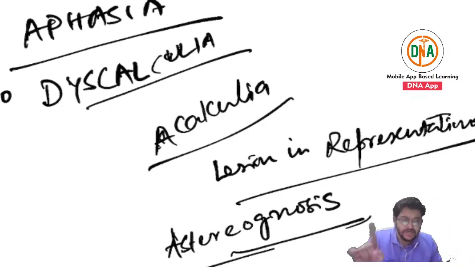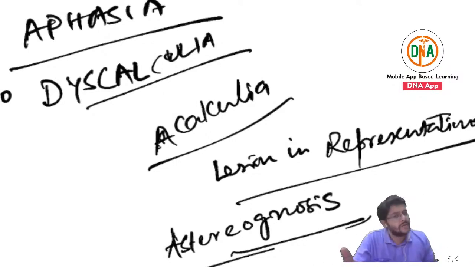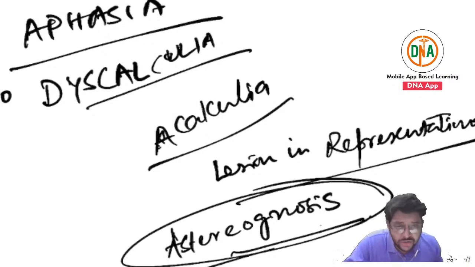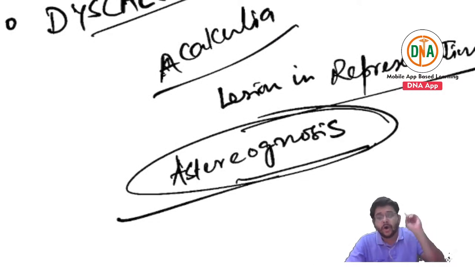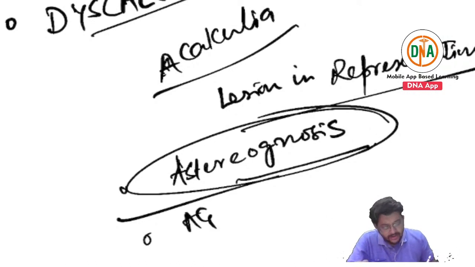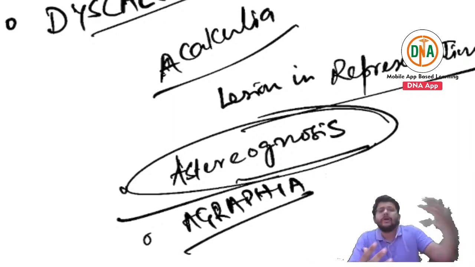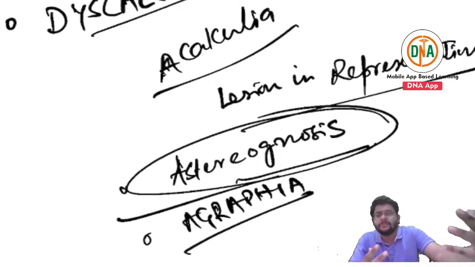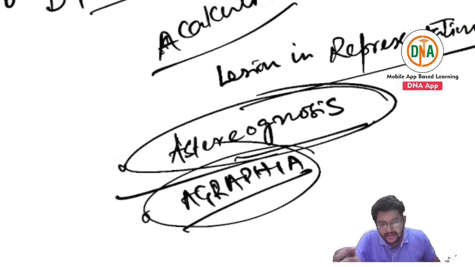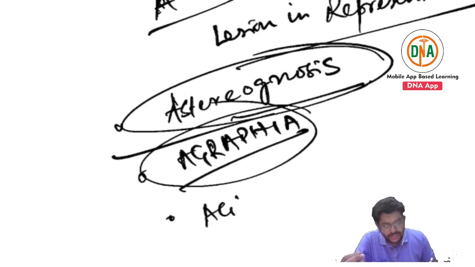So if a lesion is there in the representational hemisphere, there will be astereognosis. There will be a low ability to understand the 3D texture of a thing, of a substance. Then there will be agraphia, the inability to identify a concept and express it through words, through writing. That is agraphia. Then there will be agnosia.